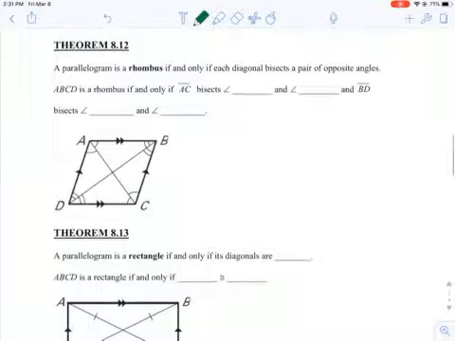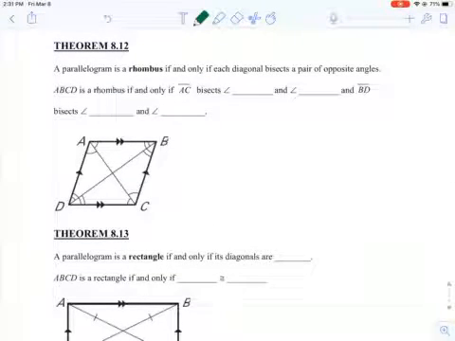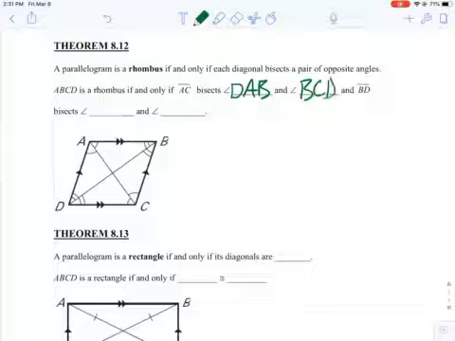Okay, and so the next property we have for a rhombus: a parallelogram is a rhombus if and only if each diagonal bisects a pair of opposite angles. So ABCD is a rhombus if and only if the diagonal AC bisects angle DAB and angle BCD. And the other diagonal BD is going to bisect angle ABC and angle CDA.